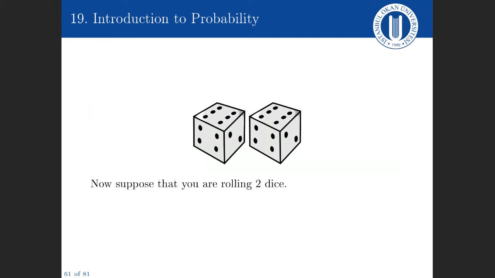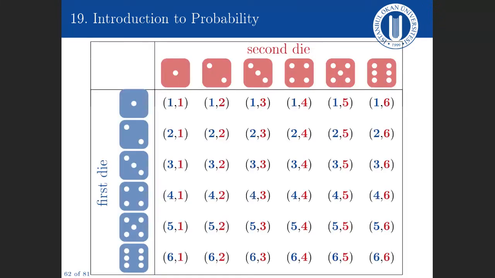Now let's suppose we have 2 dice and we're going to roll them. What are the possible outcomes of rolling 2 dice? The first die could be 1, 2, 3, 4, 5, and 6. The second die could also be 1, 2, 3, 4, 5, and 6. So we might have 1, 1, or 1, 2, or 1, 3, or 1, 4, etc. You can see from this table that there are 36 different possible outcomes of rolling 2 dice.